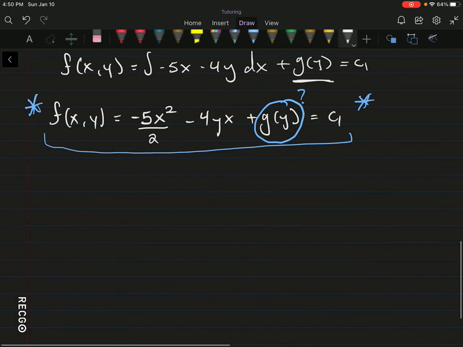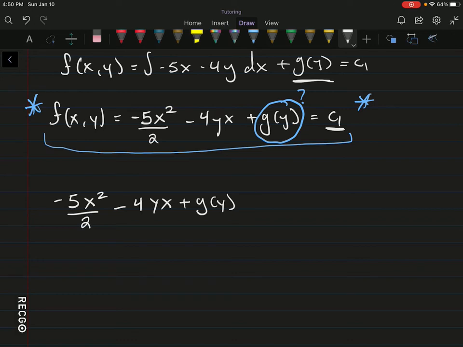Okay. Now, from here, I'm going to go ahead and rewrite this. And I'm not going to carry on the c. This c here is just, again, a placeholder to make sure that we don't forget to put plus c's. Because this is already included, I'm not going to put plus c's after we integrate. Minus 5x squared over 2 minus 4yx plus g of y is equal to f of x, y.